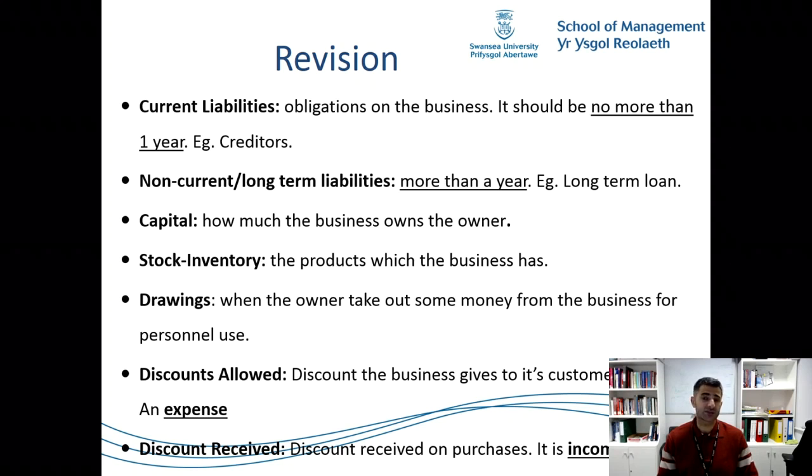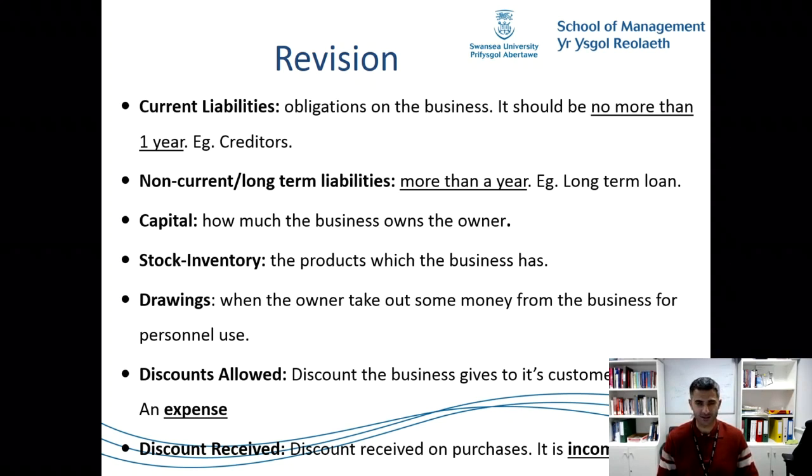Discount received, when the business gets discount from the supplier. Discount received. For example, when Tesco received discount from the supplier, that means discount received. And discount received is classified as what? As income to the business, classified as other income, to the business.